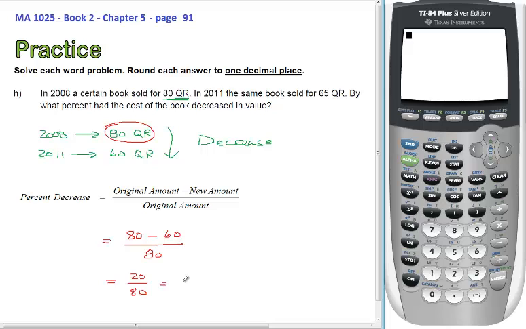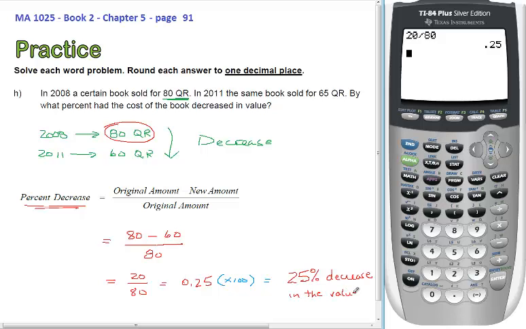Now of course, if we do 20 divided by 80 using our calculators at this stage, we get 0.25. But remember, this is asking you for percent decrease. And how do you change a decimal to a percent? I'm sure you know that, you simply multiply by 100. So the final answer here is 25% decrease in the value of the book. So there's a complete answer.